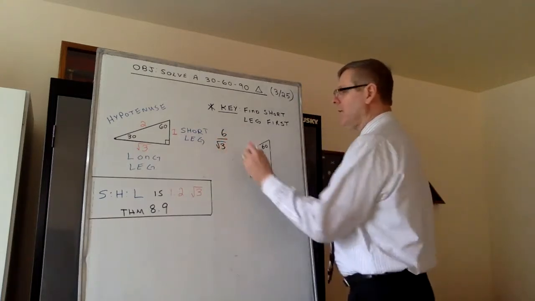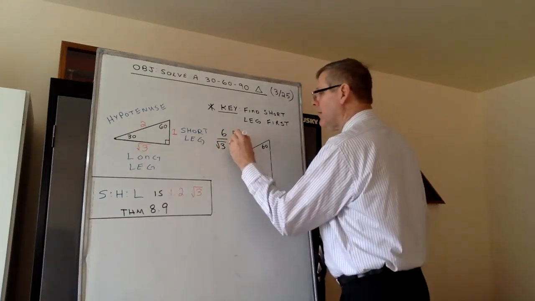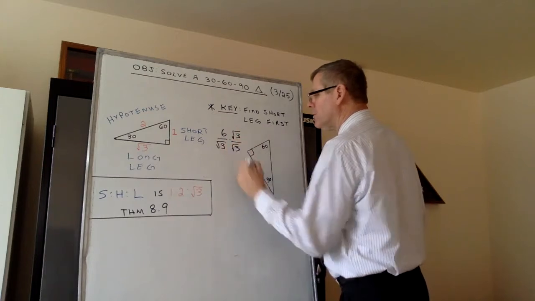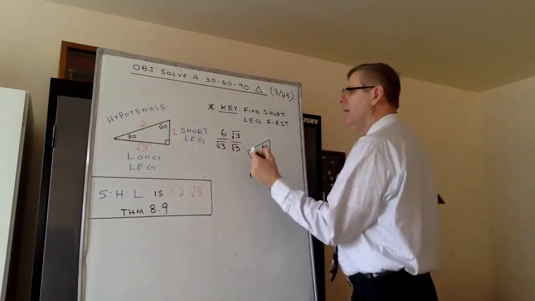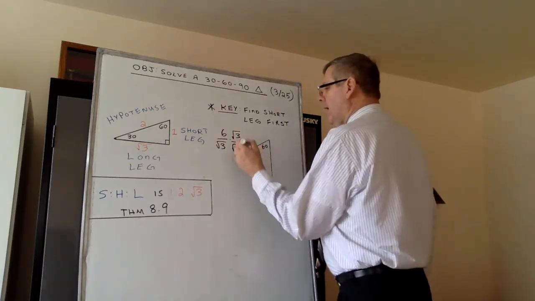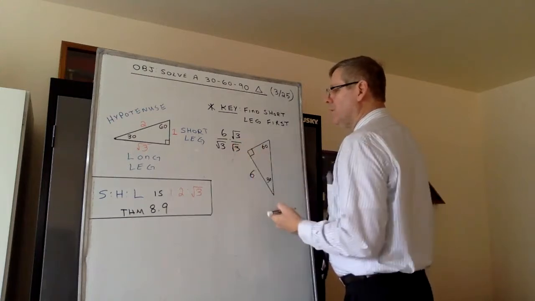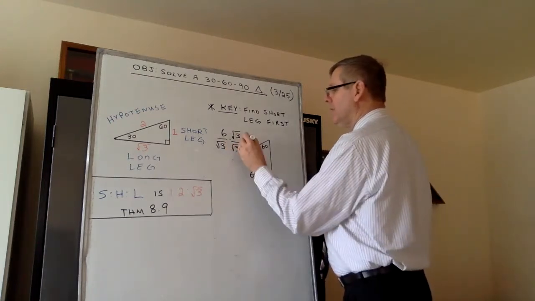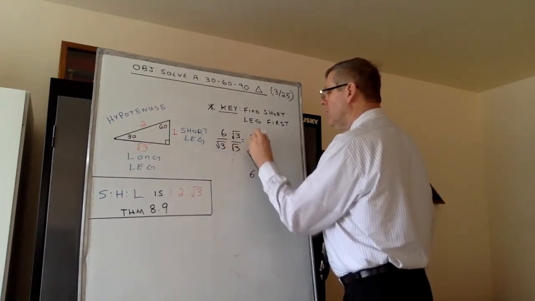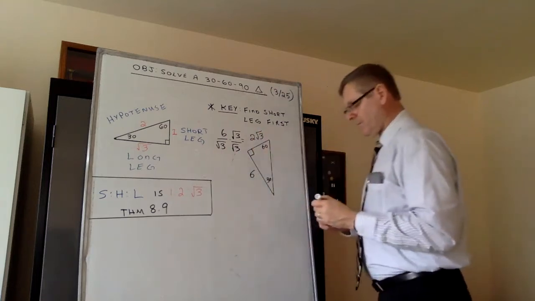I have a radical in the denominator. I'm going to get that out of the denominator by multiplying it by the square root of 3 over the square root of 3. Okay, what I get now is square root of 3 times the square root of 3 is 3. 3 into 6 is 2. So this is 2 square root of 3.